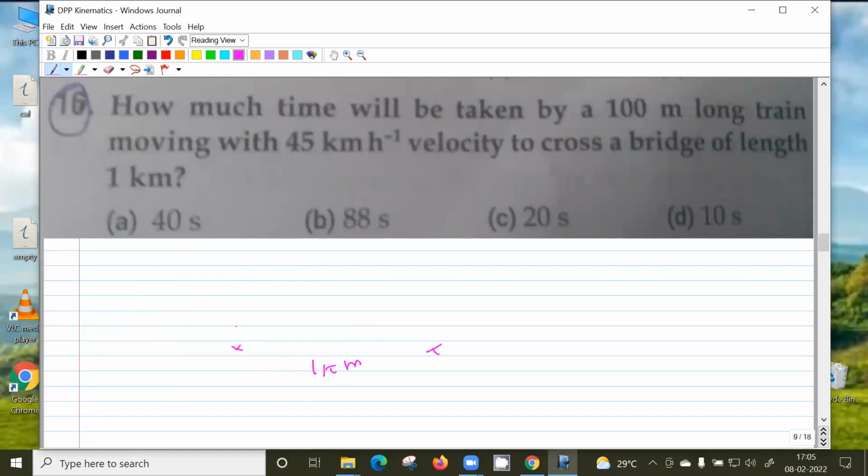So suppose this train is a point mass, and its velocity is given as 45 kilometers per hour, right? So how much time will it take this point mass to travel this distance? Suppose I'm considering train as a point mass, 1 kilometer divided by 45 kilometers per hour. So it will be 1 by 45 hours. So in terms of seconds, it will be 3600 by 45. Okay, this is for a point mass, not a train. So the only complication is for the train to cross.